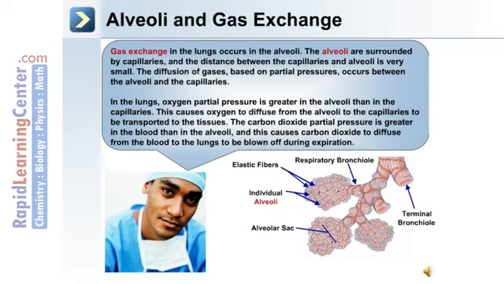In the lungs, oxygen partial pressure is greater in the alveoli than in the capillaries, and this causes oxygen to diffuse from the alveoli to the capillaries to be transported to the tissues. The carbon dioxide partial pressure is greater in blood than in the alveoli, and this causes carbon dioxide to diffuse from the blood to the lungs to be blown off during the next expiration.